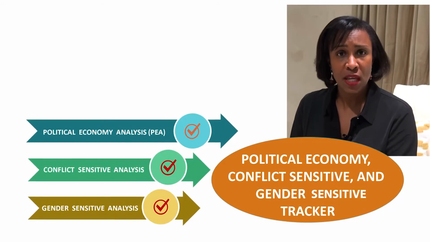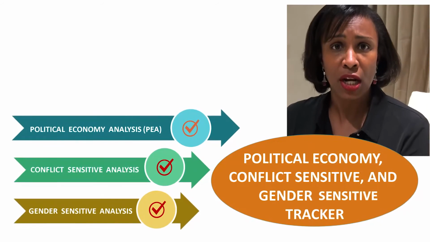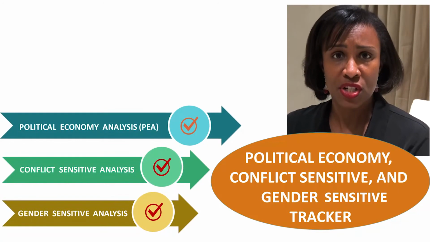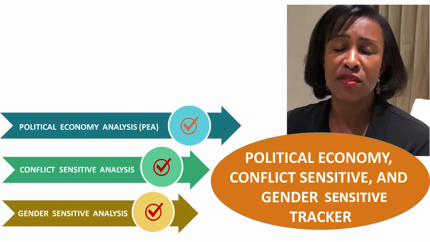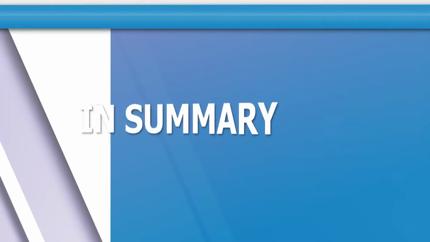PERL does so using what is called the Political Economy Conflict-Sensitive and Gender-Sensitive Tracker. This is done every 3 months by the delivery teams and intervention teams in order to assess the changes in the dynamics, the individuals, and the drivers of conflict in a particular conflict setting.